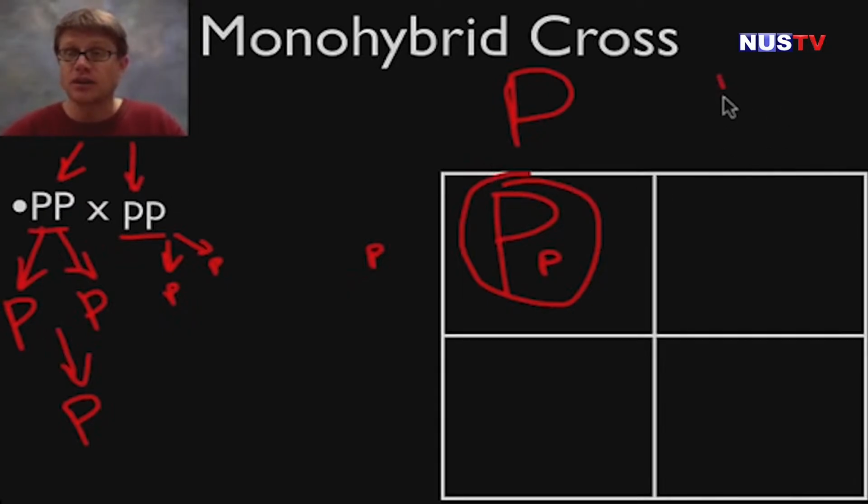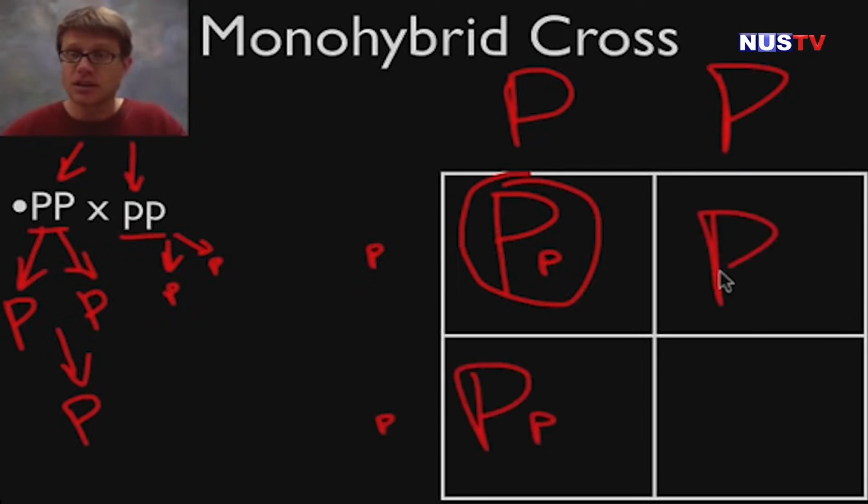Now you could do that, you could fill it in, big P over here, little p over here. But if you do that, you're going to get the same thing in all of the boxes. And so it's still a 1-to-1 ratio. In other words, 100% of the time you're going to have that.